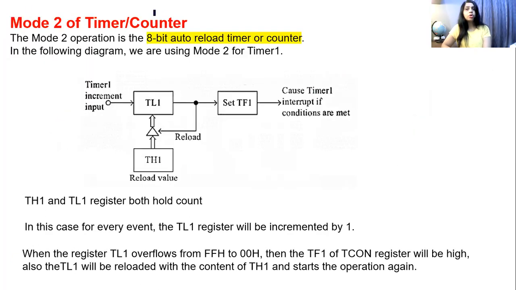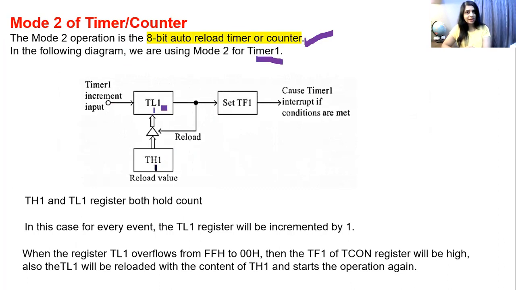Now what is mode 2? The mode 2 operation is an 8-bit auto reload timer or counter. This is the name of mode 2. The diagram is shown. In this we are using timer 1. So here it is the timer 1 lower byte, and this is timer 1 higher.